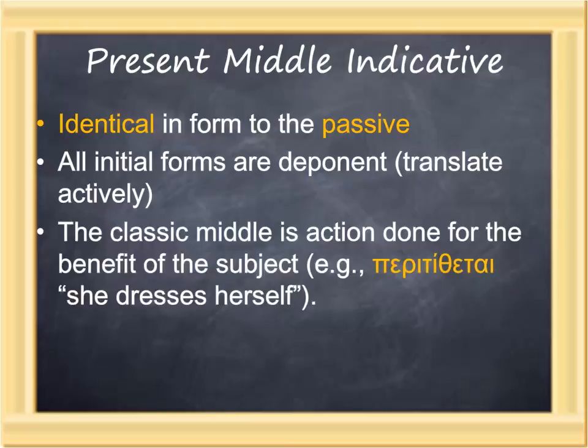The classic middle is an action done for the benefit of the subject. For example, the verb peritithetai. Notice the tai ending, third person singular. It could be middle, it could be passive. This one happens to be middle. She dresses herself. The action is done for the benefit of the subject.